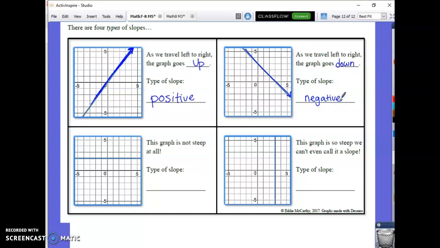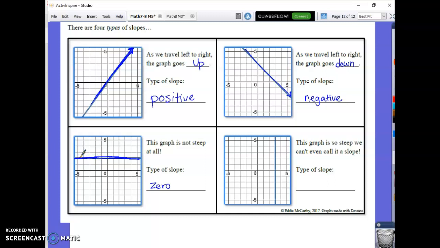I want you guys to find the slope of these 4 graphs also, okay? I might help you out with this one and this one though, because let's look at it. This line right over here, that's the line. And it says the graph is not steep at all, right? It's like driving down a flat road. So there's 0 slope. There's 0 slope when you're going side to side.